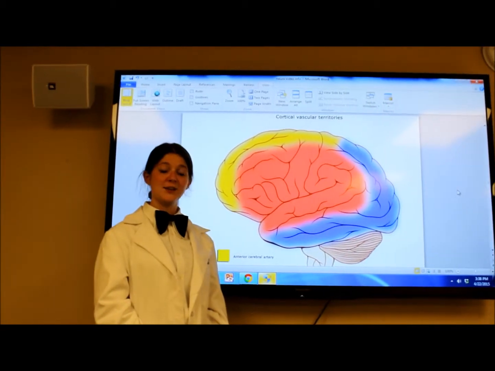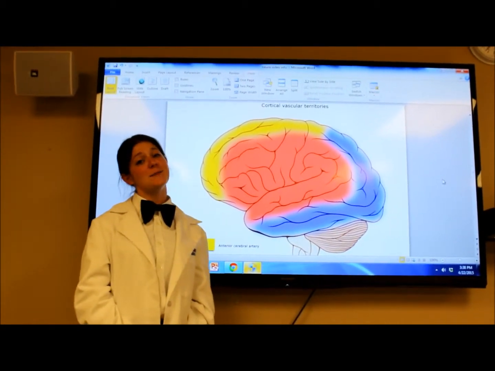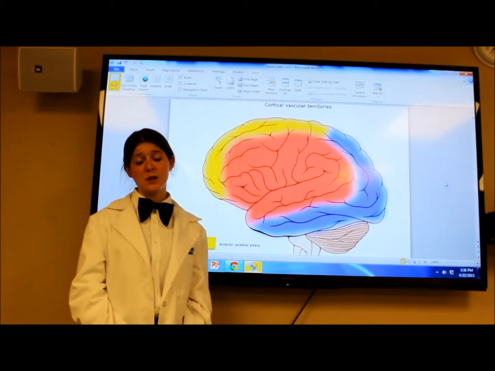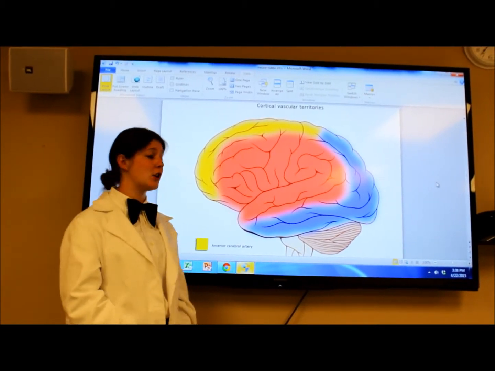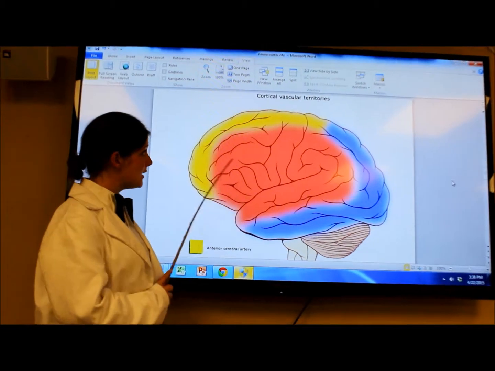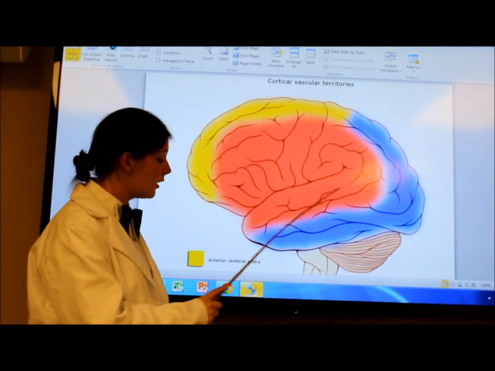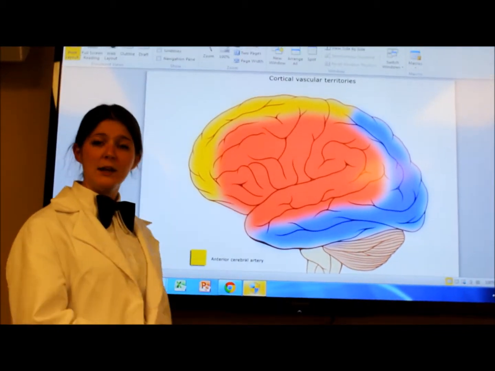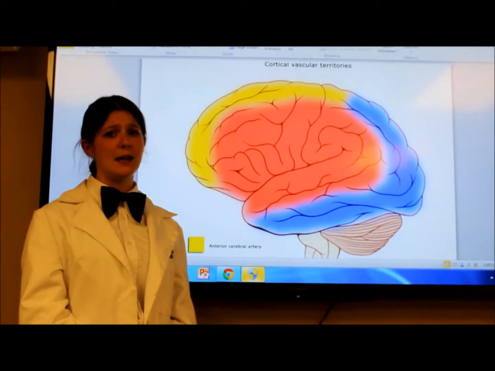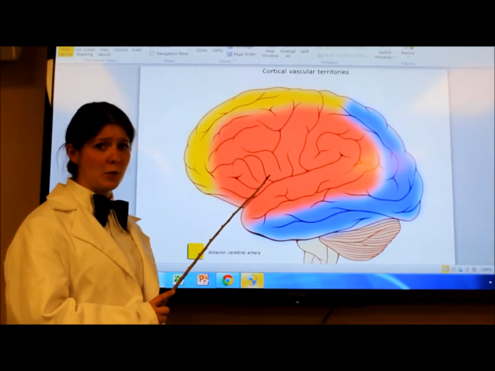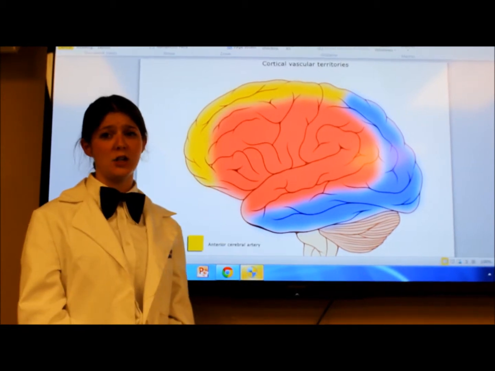Sounds good. So today, we will be interviewing a very special individual, Beatrice. Beatrice has had a stroke affecting her middle cerebral artery. As you can see in this picture, the middle cerebral artery supplies the area colored in red of the brain. Later on, we will get into a little more detail about exactly what areas of the brain this is and how it affects our function with Dr. Al, our neuroscientist.